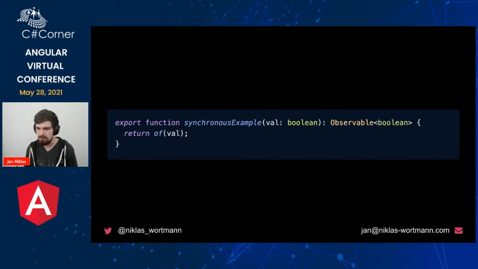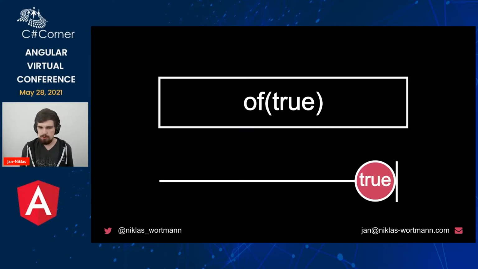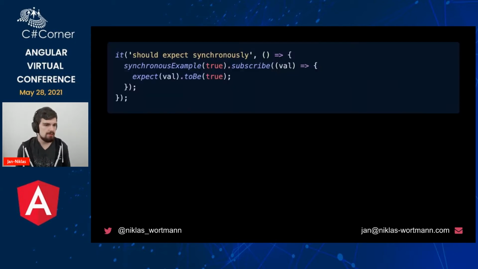So let's take a look at some code, right? In your code, you sometimes have observables. If you have observables, you want to test them somehow. You would start by looking at a marble diagram, like how could your observable look? And you would notice, okay, of(true), for example, is emitting synchronously and then immediately completes afterwards. Doesn't sound too complicated. So let's take a look at how a test for that could look.